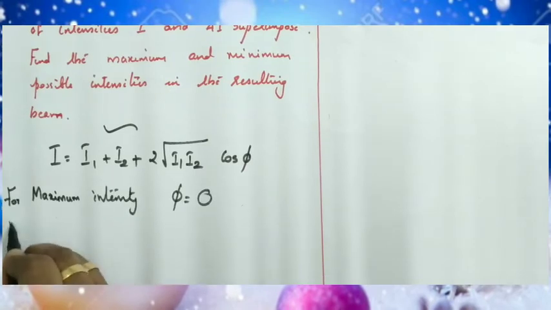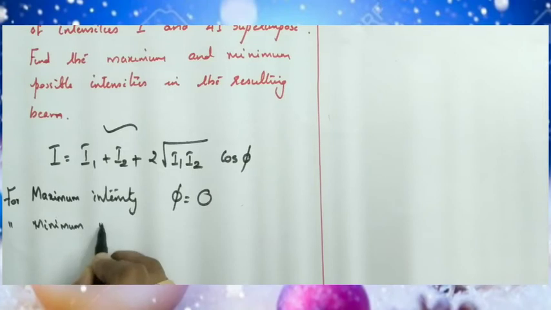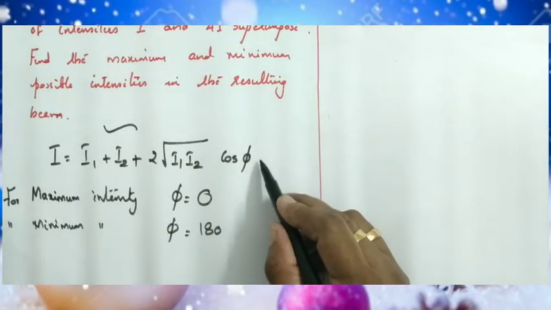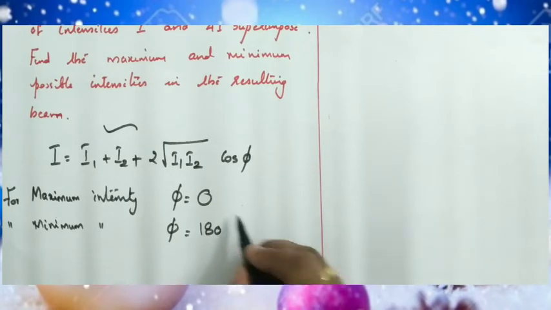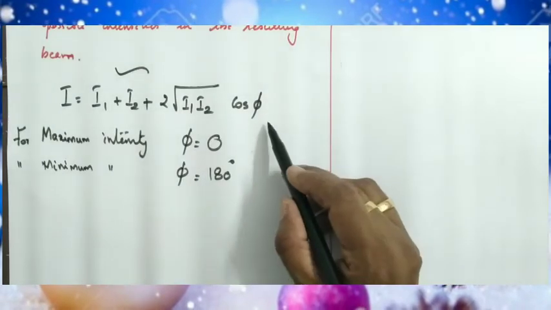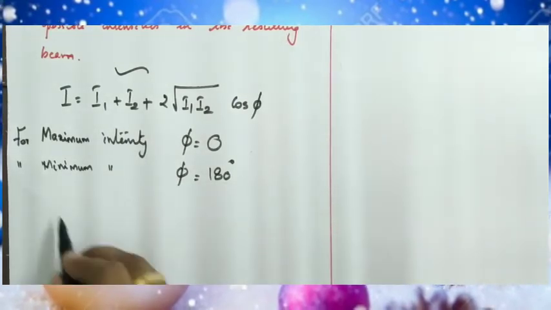Okay, for minimum intensity, what is the value of phi? For minimum intensity, cos phi should be minimum. The minimum value is at 180 degrees. So intensity is maximum when the phase difference is 0, and intensity is minimum when the phase difference is 180 degrees.